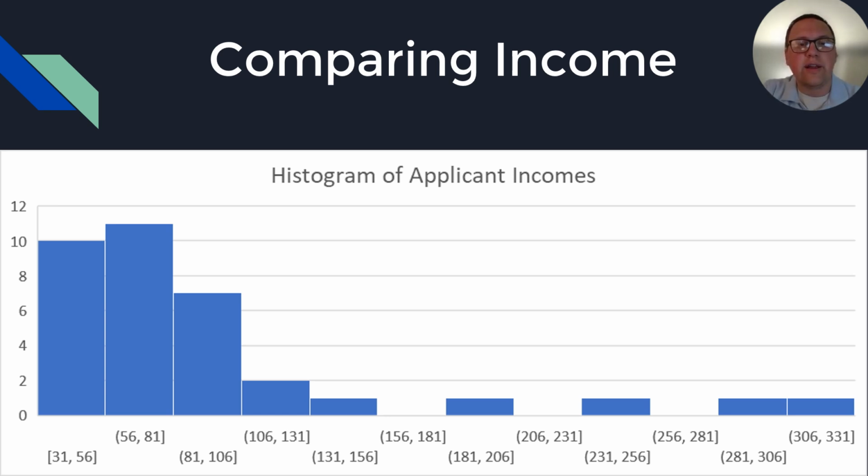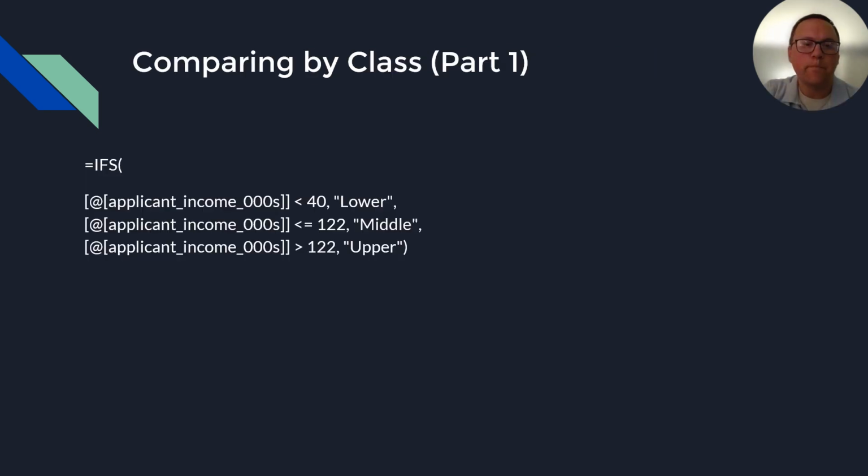You can see in this histogram for applicant incomes that there's a lot of data between 30,000 and 106,000 and a long tail to the right. Those incomes to the right would be incomes of over 3 million. So I used an IFS function to take all of the applicants and put them into one of three categories.